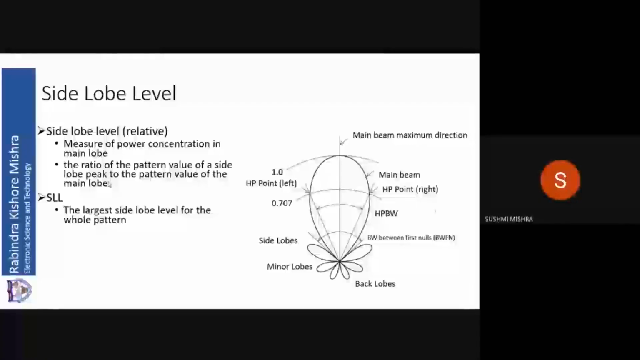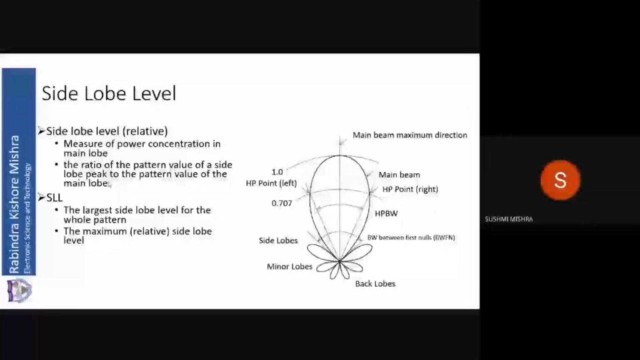Now the angular separation between these two points, on the left hand side and on the right hand side of half power, is called the half power beam width. This is the main beam. On the main beam, come down to the half power point and find out the angular separation between the left hand and the right hand. That gives you the half power beam width.